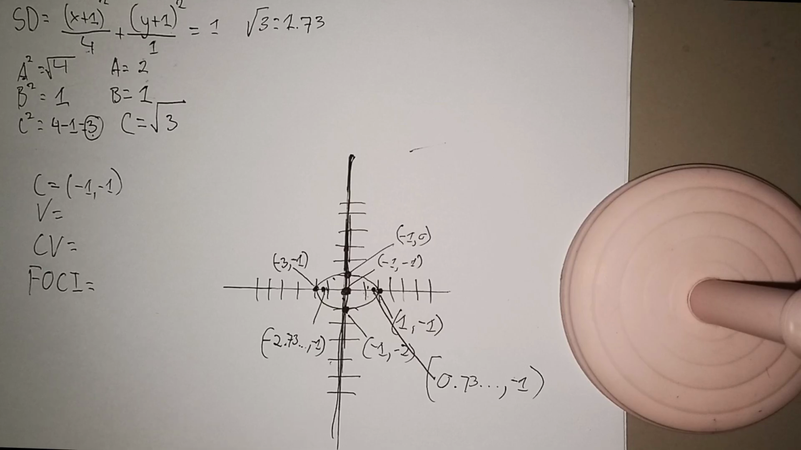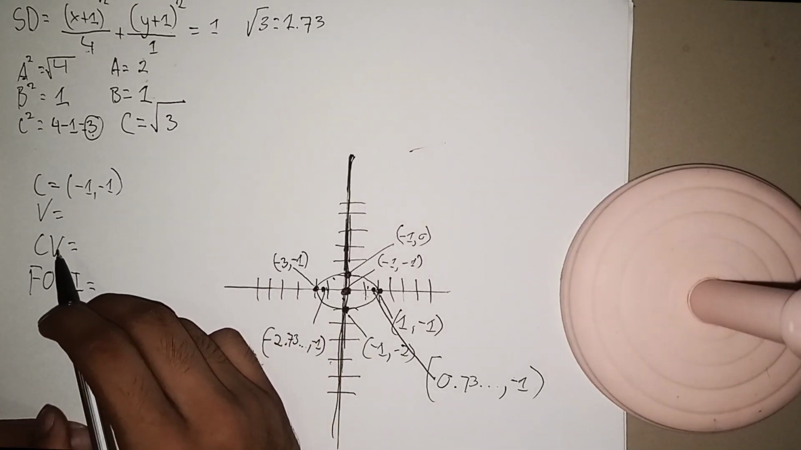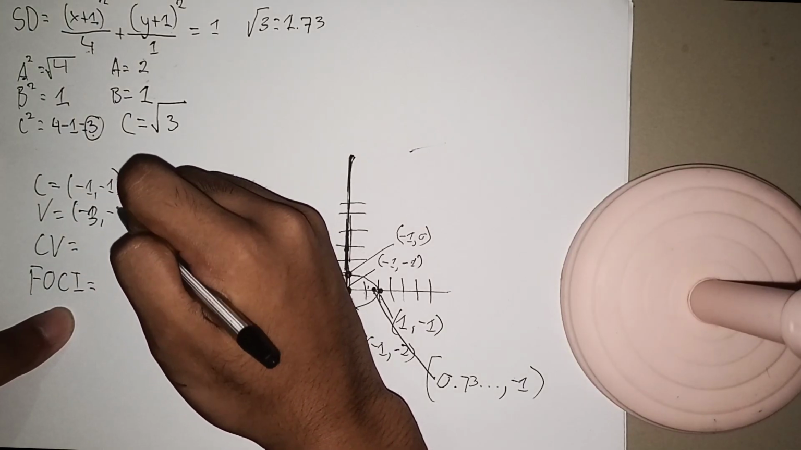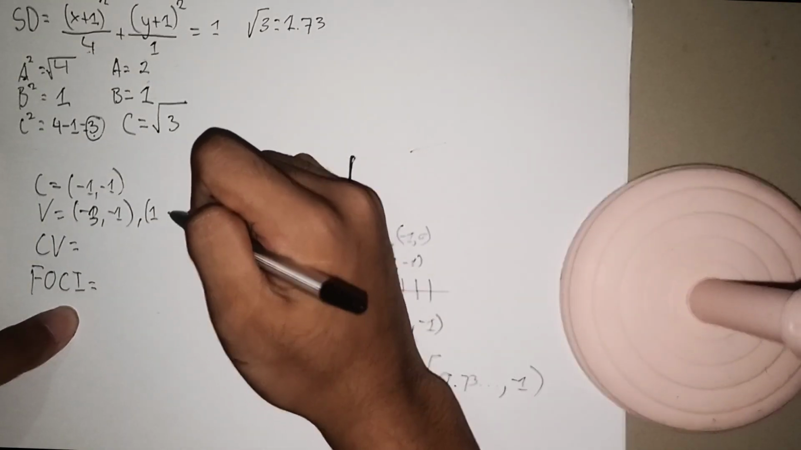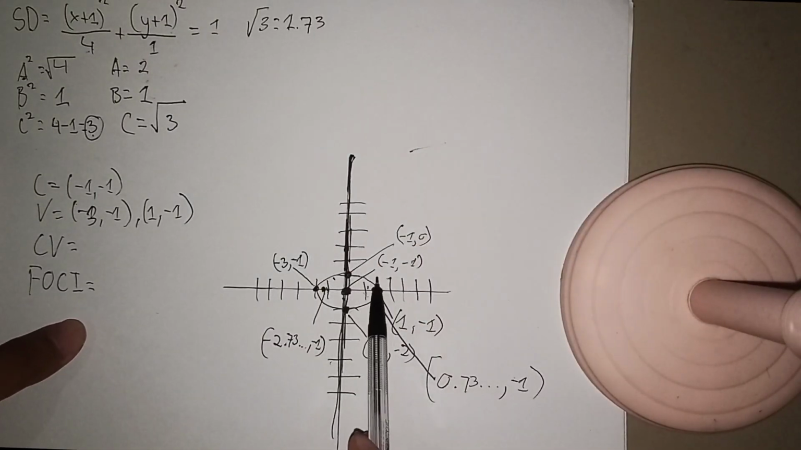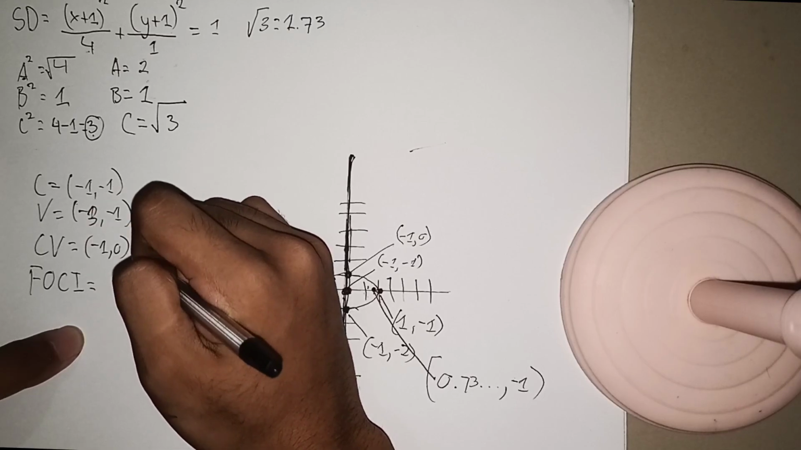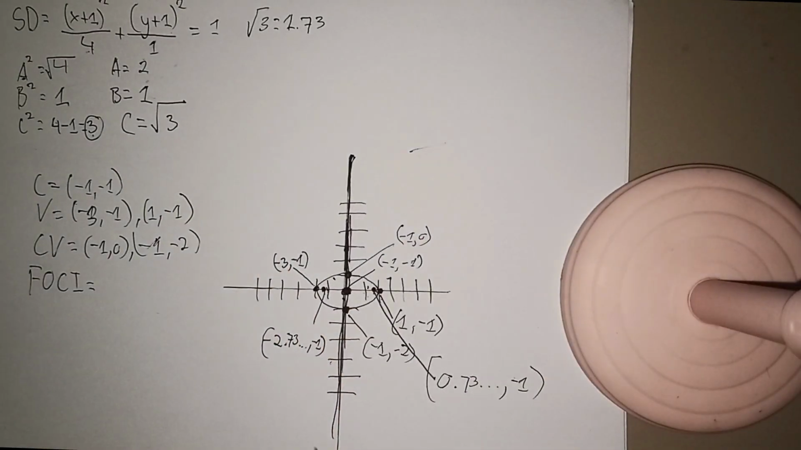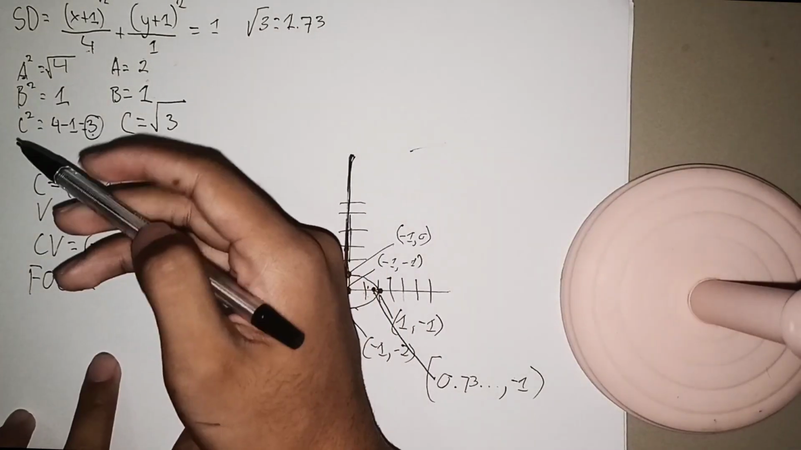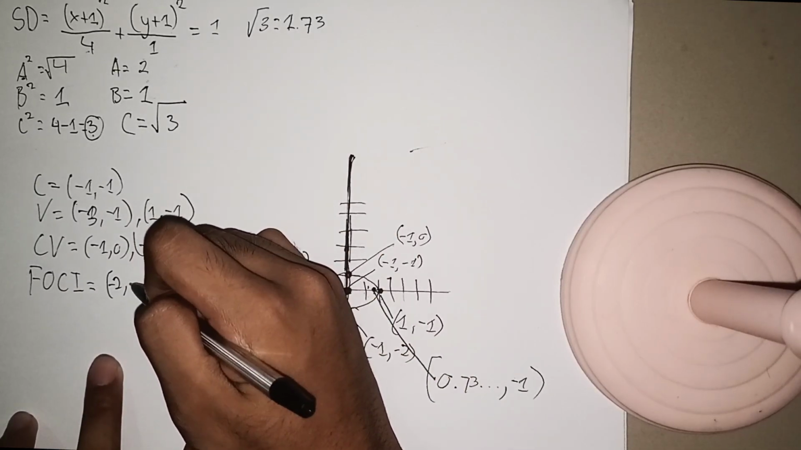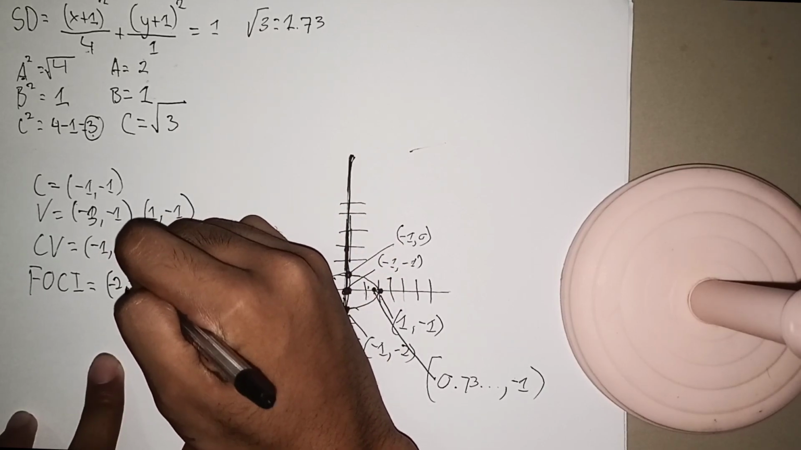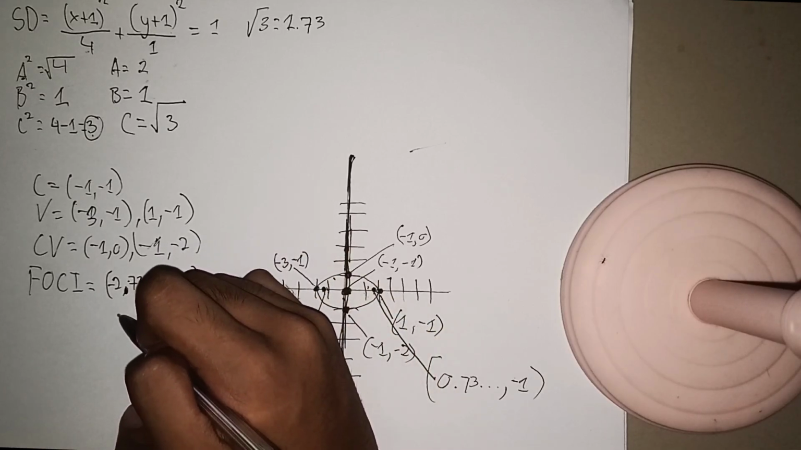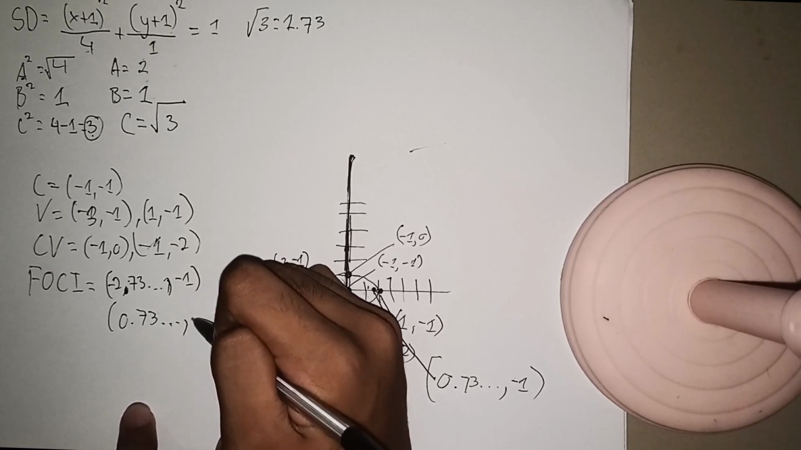Now that's how you find the vertices, co-vertices, and foci. Let's write it down. Our vertices are -3, -1, and 1, -1. Our co-vertices are -1, 0 and -1, -2. And then the foci are -2.73 dot dot dot, -1, and 0.73 dot dot dot, -1.